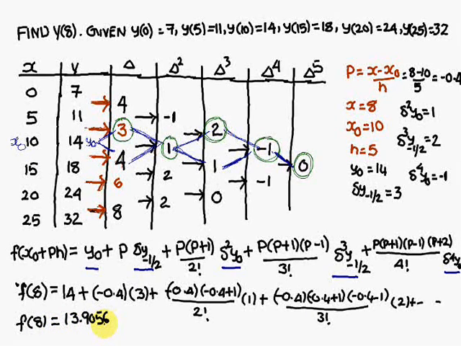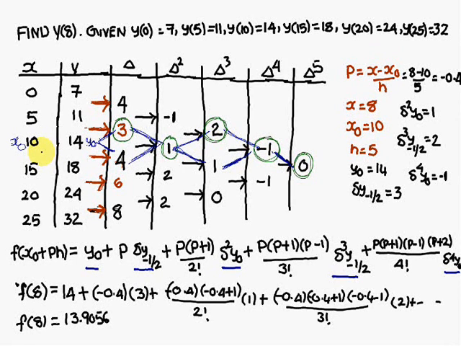13.9056 for f of 8. So let us discuss whether this value is correct or not. Whatever the value for 8, it should lie between 11 and 14. This is 13.9056, therefore the value is correct. In this way you have to find the Gauss backward interpolation.